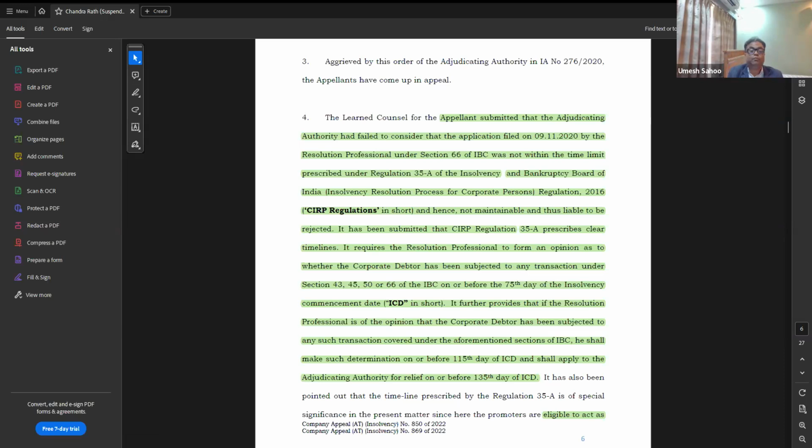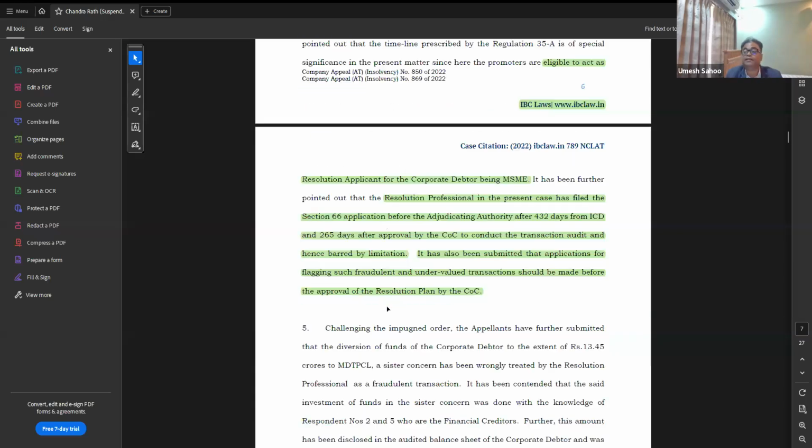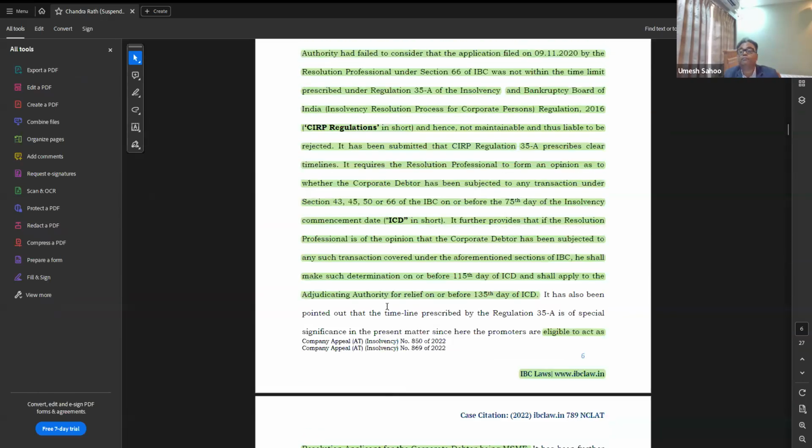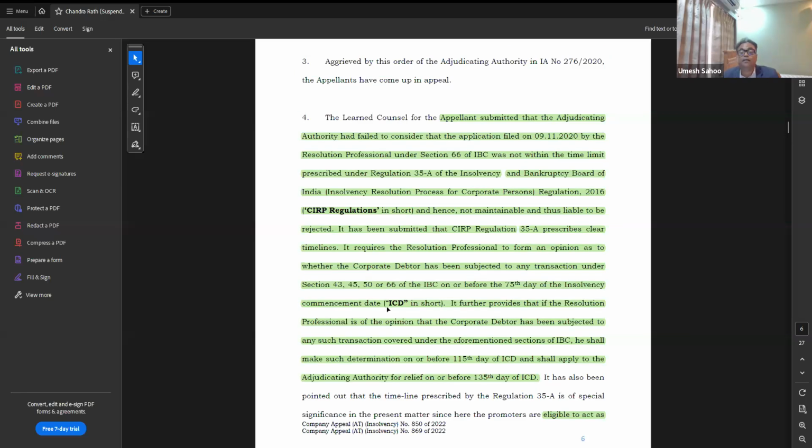Sir, any of my seniors or friends can give some idea on 75 days, 115 days, and 135 days. The seminar can be interesting. I request any friend, any participant, or any of my seniors to give some idea on why there are three types of days and three types of cut-off dates given.